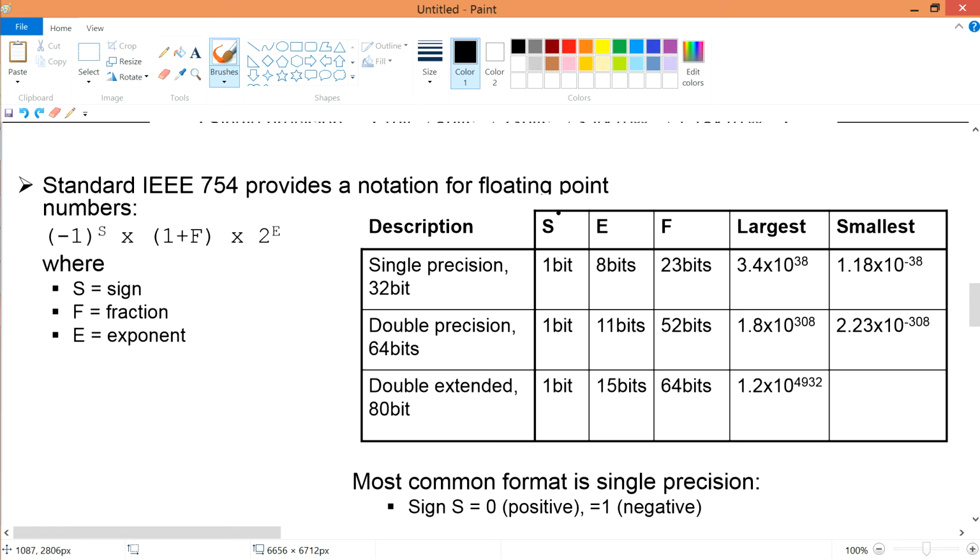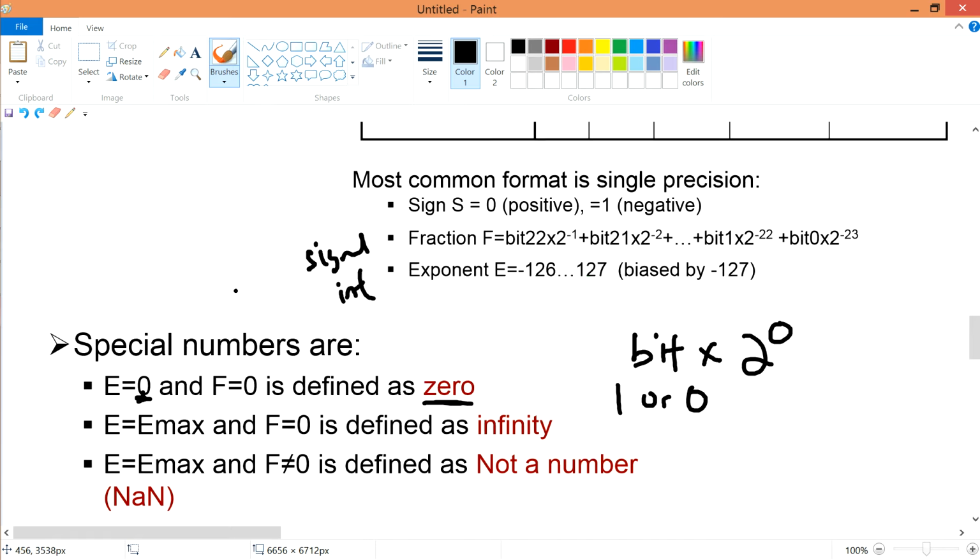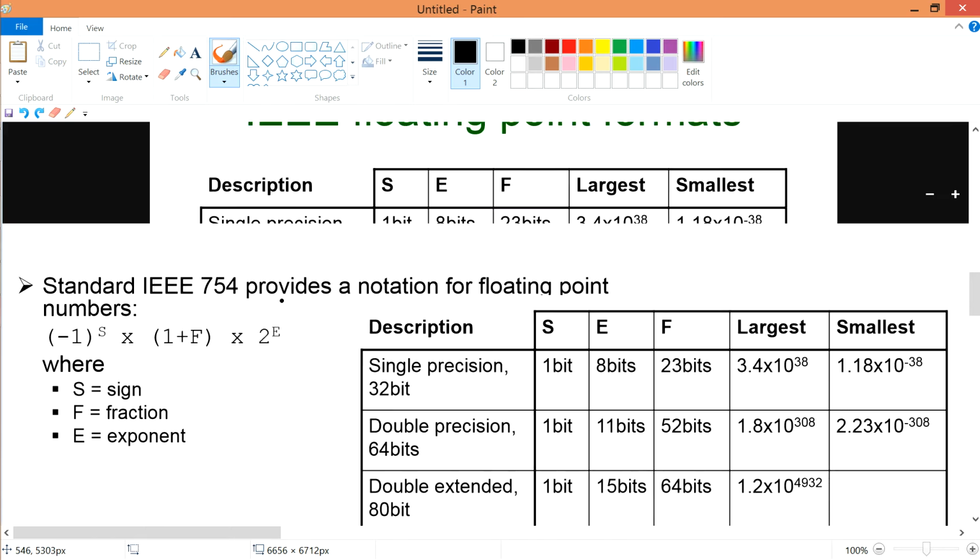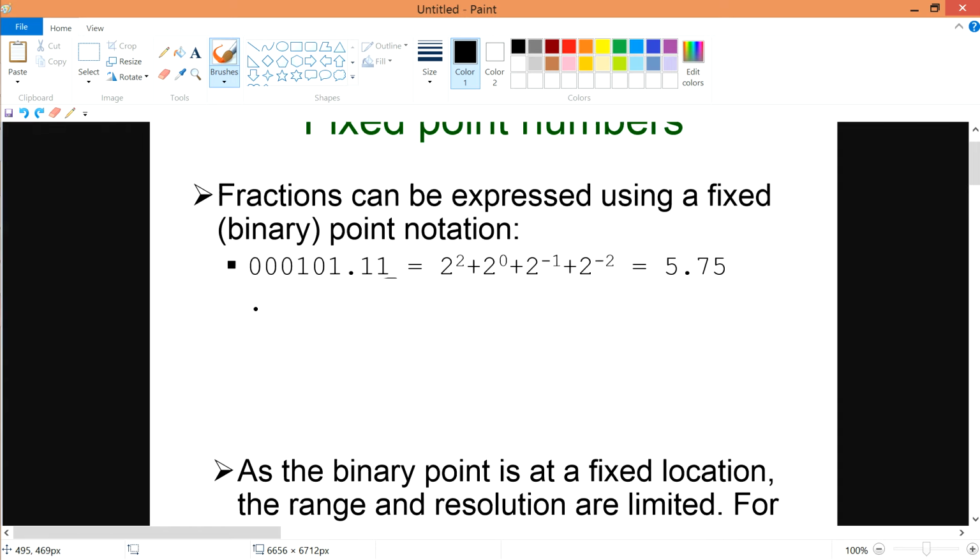Once you see this table, straight away you know the sign, negative or positive, is 1 bit, then e is the exponent and f is the fraction. You can also memorize this equation: negative 1 to the power of s, times 1 plus f, times 2 to the power of e. I think this is a pretty good thing for you to memorize. This is by far what I can do for you, and that's it.